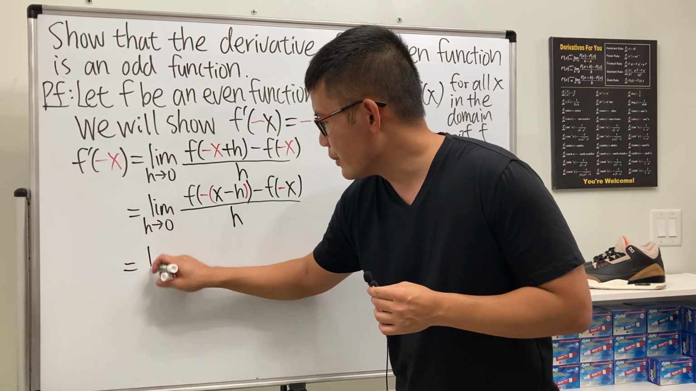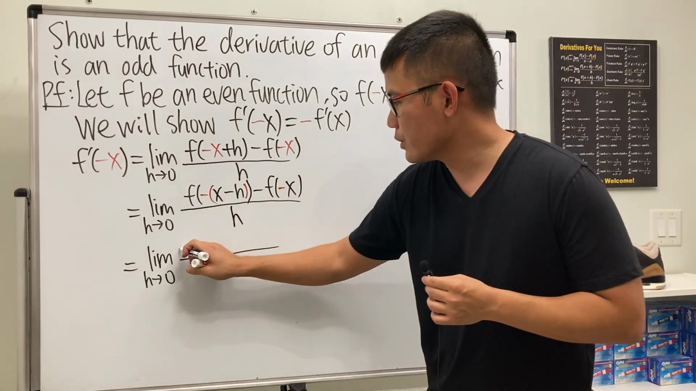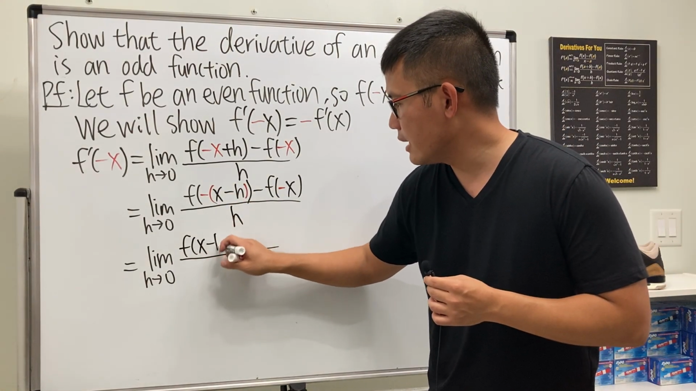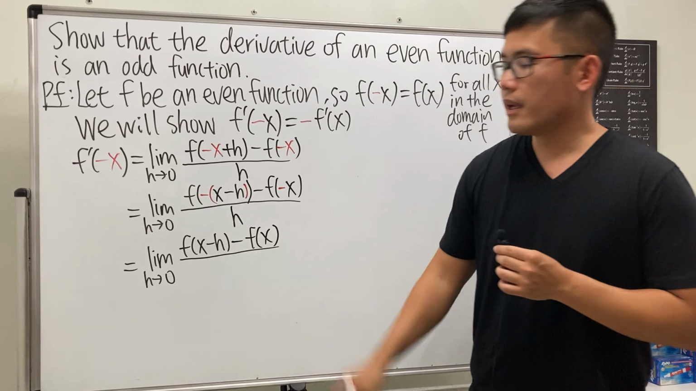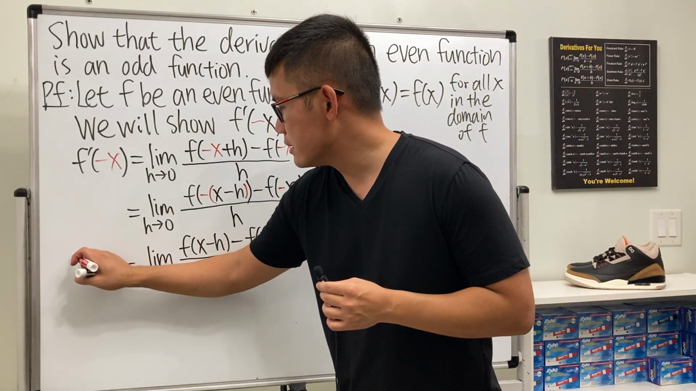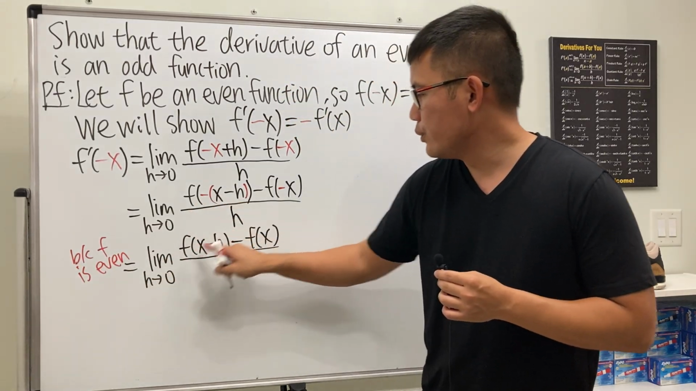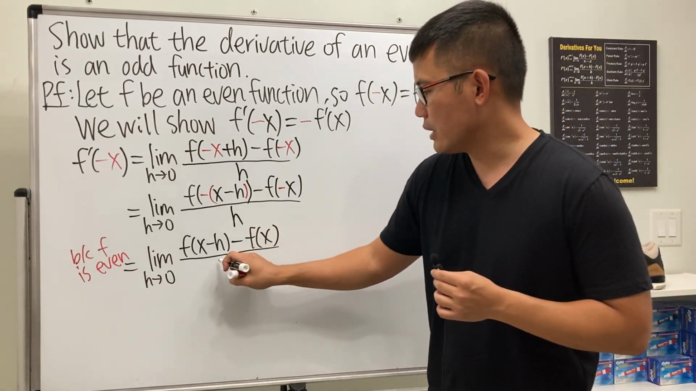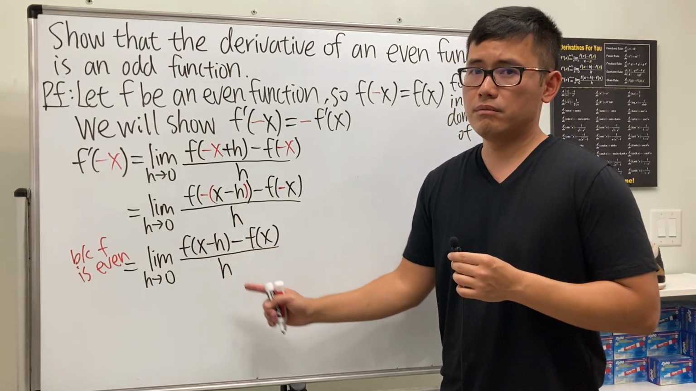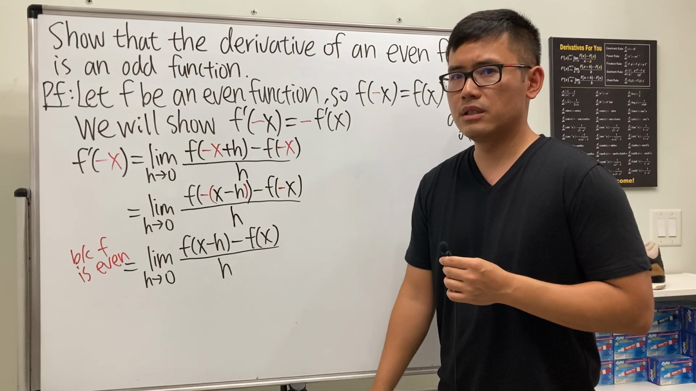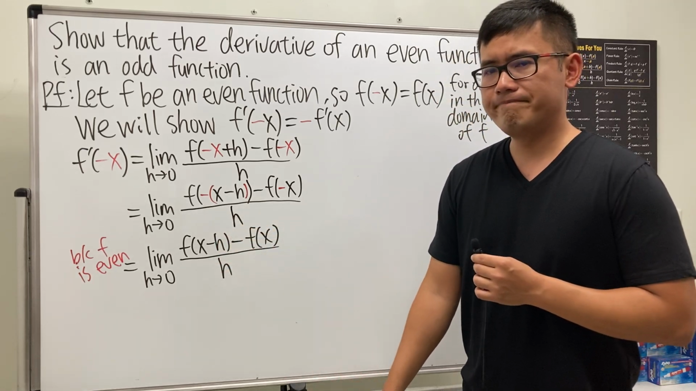This right here is equal to the limit as h approaching 0. This negative doesn't matter, so we just write down f of the input, which is x minus h, like this part only, and then minus f of just x. And right here you can mention that because f is even, that's how we were able to get rid of these two negatives. And of course, we still have this all divided by h. Now, is this the definition of derivative? Is this f prime of x? Almost, right? Because we want to have a plus here, right? x plus something. This is a minus.